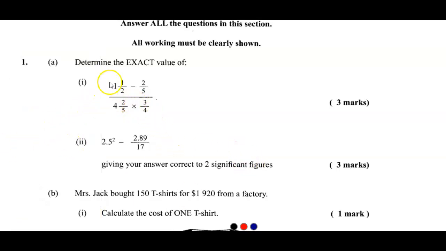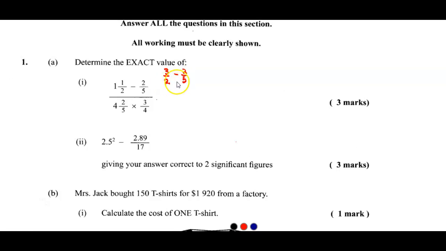You're asked to determine the exact value of the complex fraction here. So we're going to work through part 1 of A. So we have 1.5 minus 2/5, and this line here means divide by 4 and 2/5 times 3/4. Let's work out the top part of the fraction first. So 1.5 is 3/2. So we have 3/2 minus 2/5.